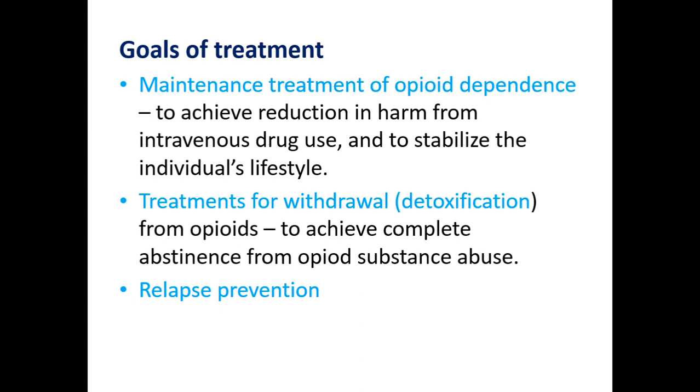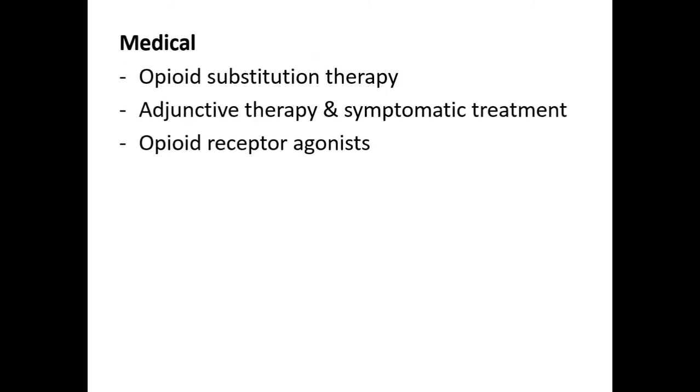Here, what is our goal of the treatment? Maintenance treatment of opioid dependence to achieve reduction in harm from intravenous drug use and to stabilize the individual's lifestyle. So those are the important points. Then treatment for withdrawal: detoxification from opioids to achieve complete abstinence from opioid substance abuse, and also relapse prevention. Types of treatment: one is medical treatment, then psychological and also social. Medical: opioid substitution therapy. That means we are giving a substitution for opioid, for heroin exactly.